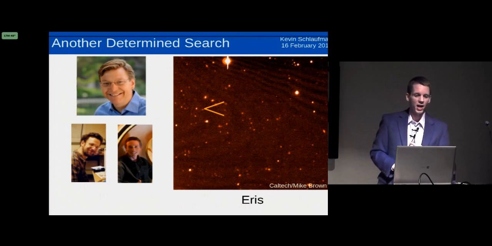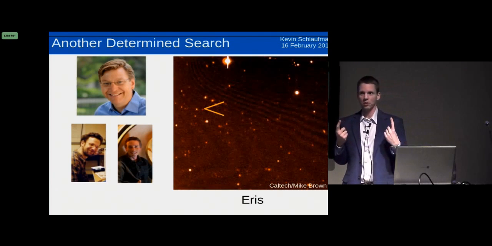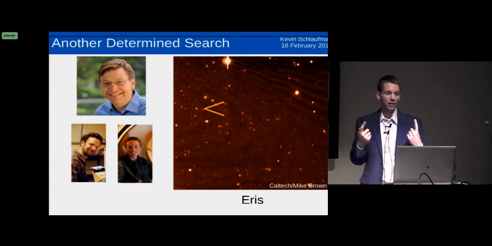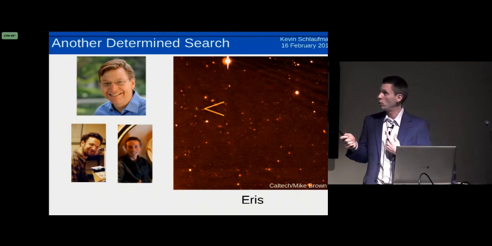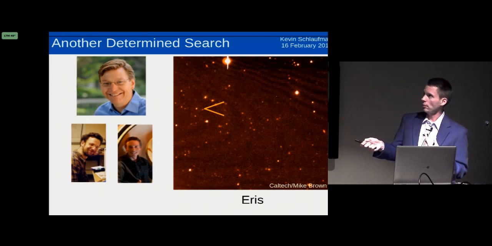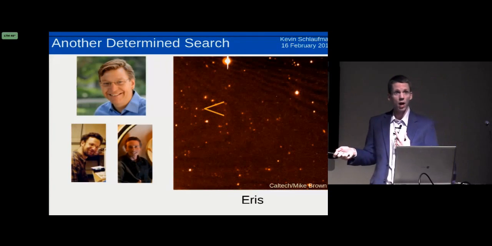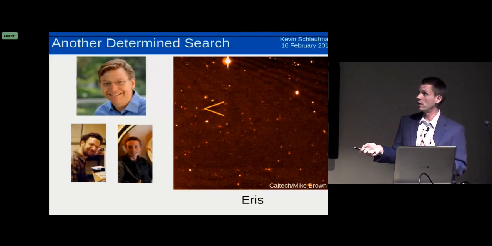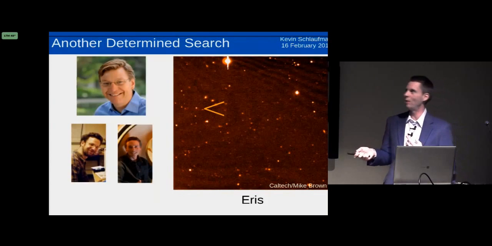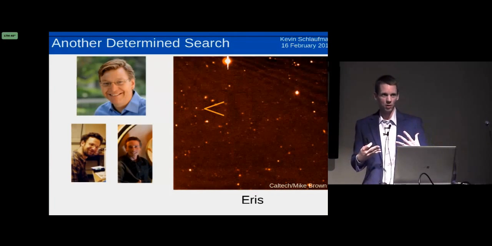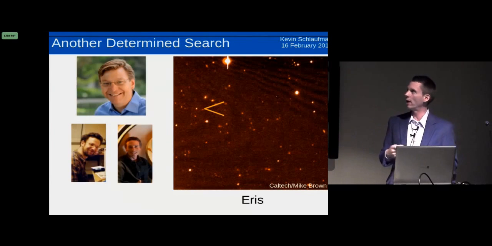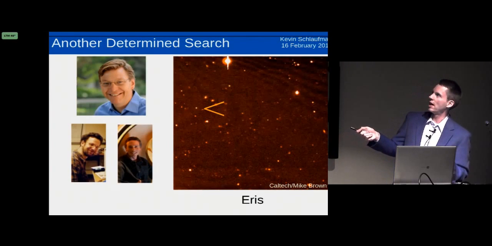But then in 2005, the results of another determined search produced another spectacular discovery. So in 2005, Mike Brown, David Rabinowitz, and Chad Trujillo were engaged in a search using exactly the same technique that Clyde Tombaugh had been using 75 years before, but in a much more sophisticated modern way. So they had computer programs to look for moving things. They didn't have to look for moving things by eye. And so they were able to tease out the movement of this object right here.